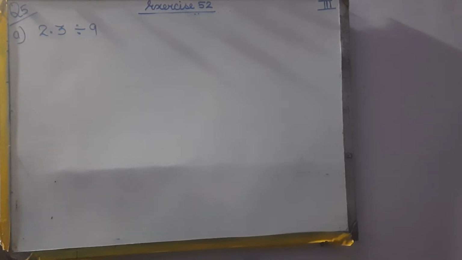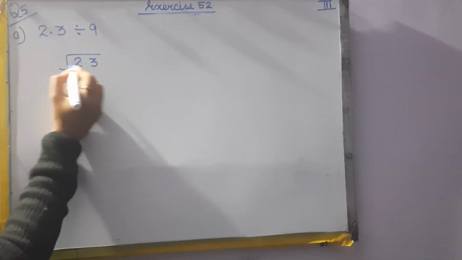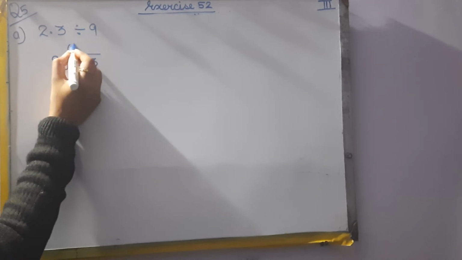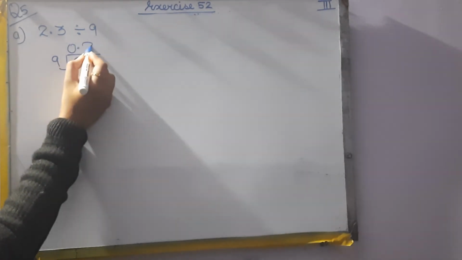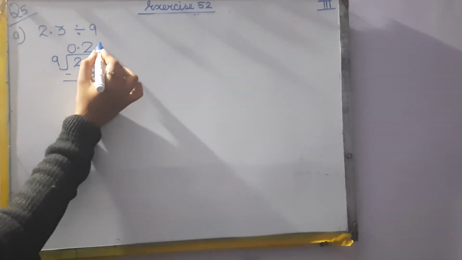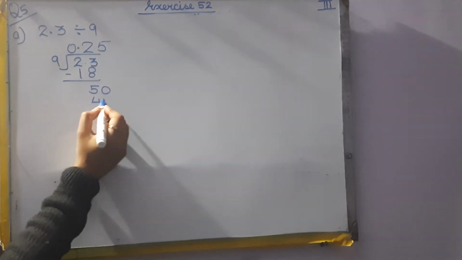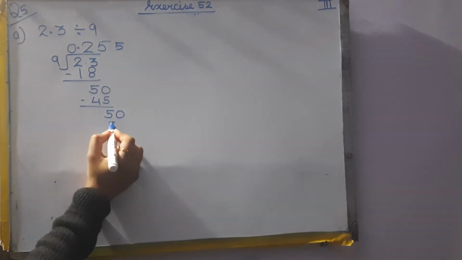Question number 5. Find the quotient correct to 2 decimal places in each of the following division sums. Here there are 6 questions in which we are going to reduce E and F. The first one, 2.3 divided by 9. See, now 2 is smaller, so we'll put 0 here and a decimal, and we'll take both the numbers, that is 23. So 9 2s are 18. Subtract this, you will get 5, then 0. Then 9 5s are 45. Again subtract, again you will get 5, then put 0. 9 5s are 45.